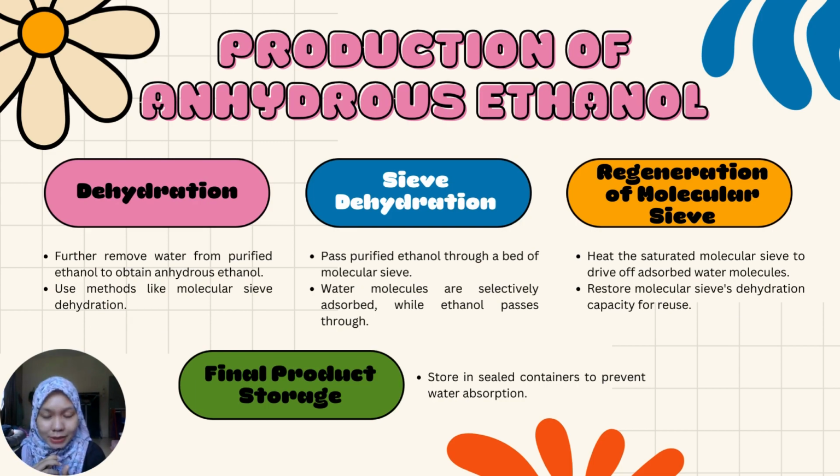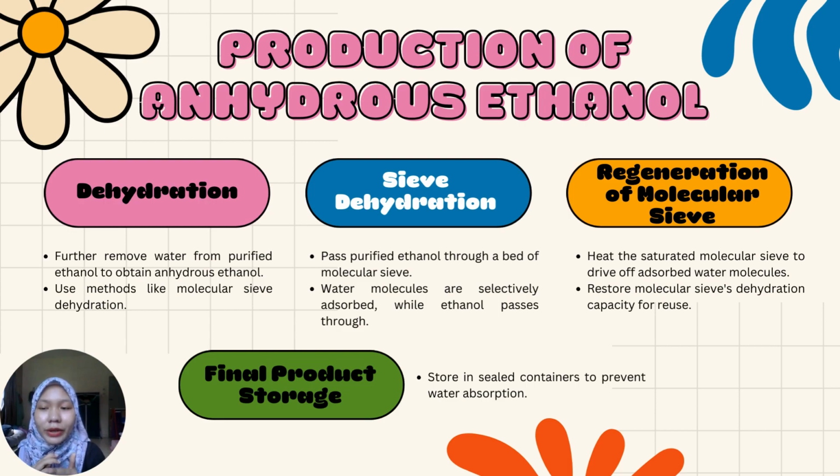The production of anhydrous ethanol involves further dehydration of the purified ethanol obtained from the recovery and purification steps. Anhydrous ethanol refers to ethanol with minimal water content, typically containing less than 1% water by volume. Dehydration. After the purification process, the ethanol product may still contain traces of water. To remove the remaining water and obtain anhydrous ethanol, the purified ethanol stream undergoes dehydration. There are several methods of dehydration, but one common approach is molecular sieve dehydration. Molecular sieve dehydration is a widely used method for removing water from ethanol.